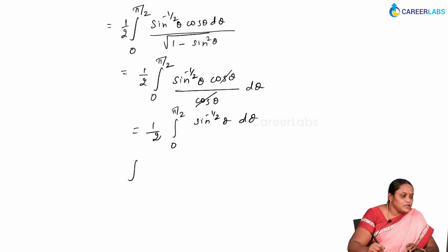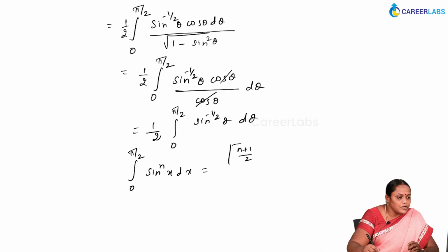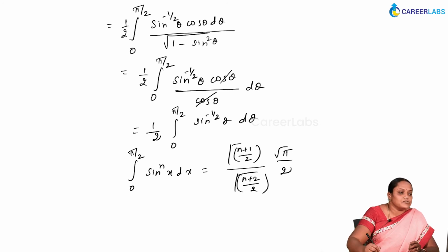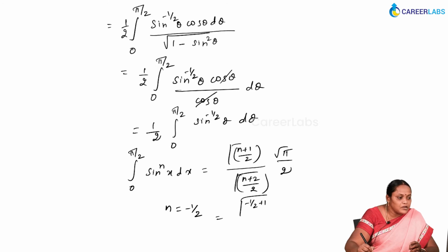So already I have said we are supposed to use these results in these types of problems. Within the interval 0 to pi by 2, if the function is sin to the power n x dx, then this is equivalent to gamma of n plus 1 divided by 2, divided by gamma of n plus 2 divided by 2, into square root of pi divided by 2. So for this problem, n is nothing but minus half. So this will be equivalent to gamma of minus half plus 1 divided by 2, divided by gamma of minus half plus 2 divided by 2, into root pi by 2.